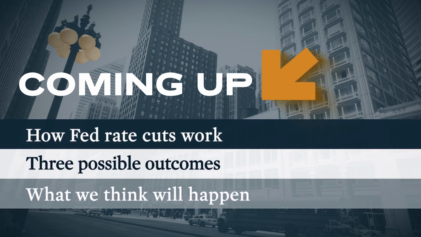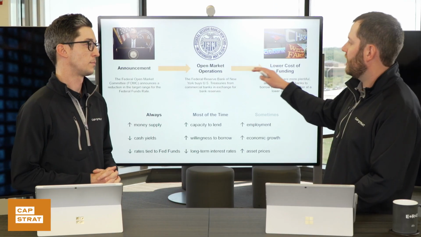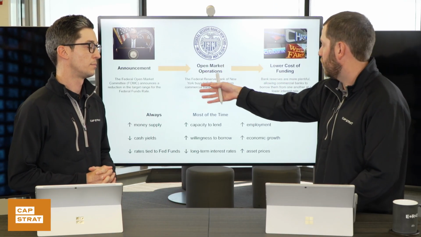Figured this would be an opportune time to have a deep dive on Fed rate cut cycles, how they work, when they work or don't work, and how it could play out this time. So let's start by setting the stage for our viewers. How exactly does a rate cut cycle or an individual rate cut play out?